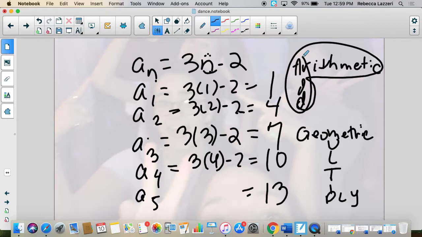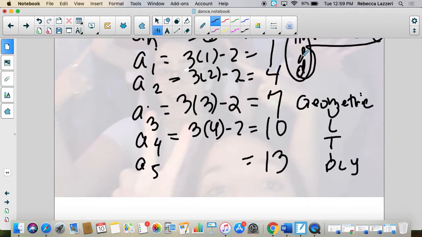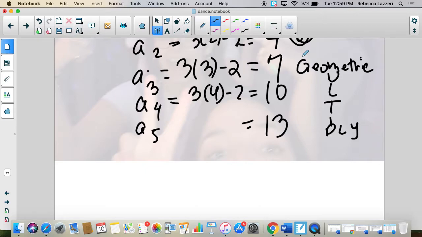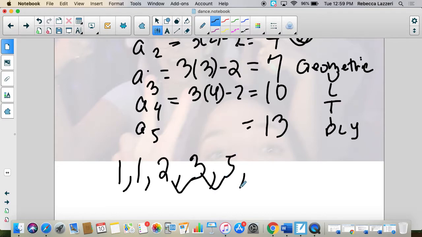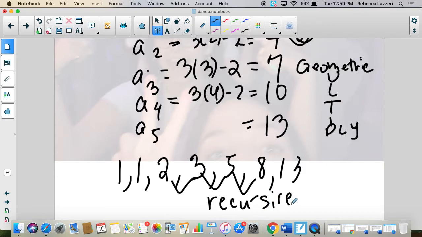There's a Fibonacci series. Fibonacci series is really cute, but it's not arithmetic or geometric. Fibonacci goes like this. It starts with 1, 1, and then 1 plus 1 is 2, 1 plus 2 is 3, 2 plus 3 is 5, 3 plus 5 is 8, 5 and 8 is 13, and it keeps going like that. This is actually called a recursive formula. And I'll come back to that word, whereas this is called explicit, and I'll explain that in just a minute.